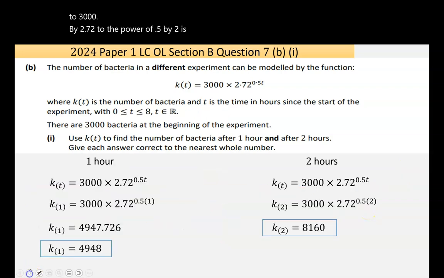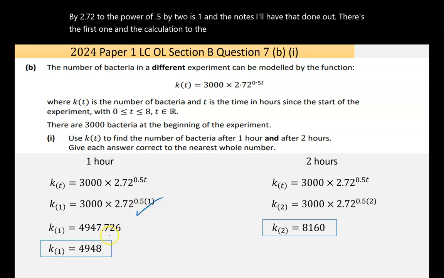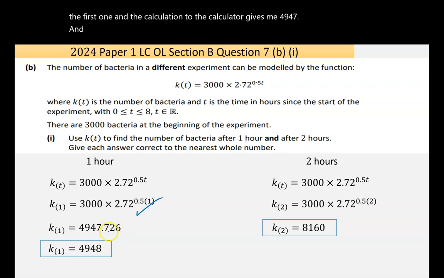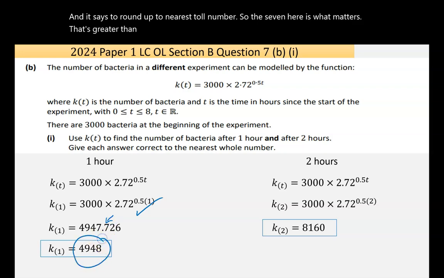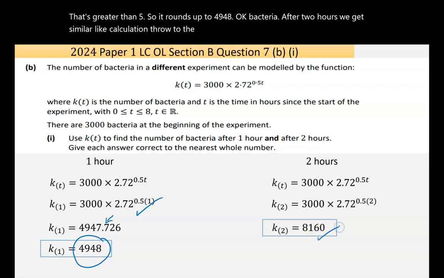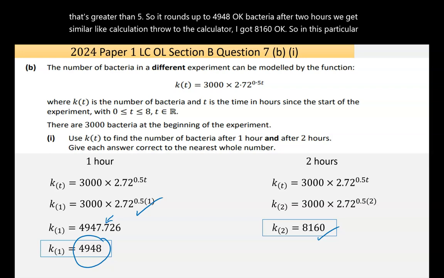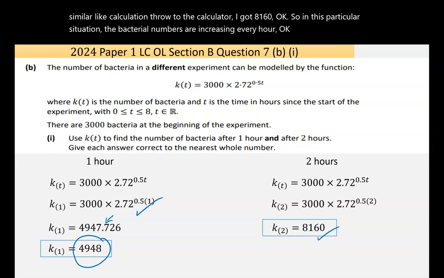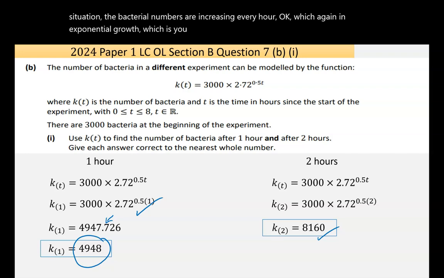Now in the notes, I'll have that done out. There's the first one. The calculation through the calculator gives me 4,947. And it says to round up to the nearest whole number. So the 7 here is what matters. That's greater than 5. So it rounds up to 4948 bacteria. After 2 hours, we get a similar calculation. Throw it to the calculator. I got 8160. Okay, so in this particular situation, the bacterial numbers are increasing every hour, which again, in exponential growth, is what we'd expect.